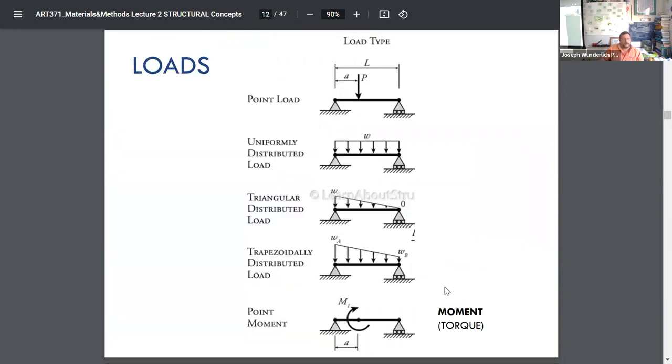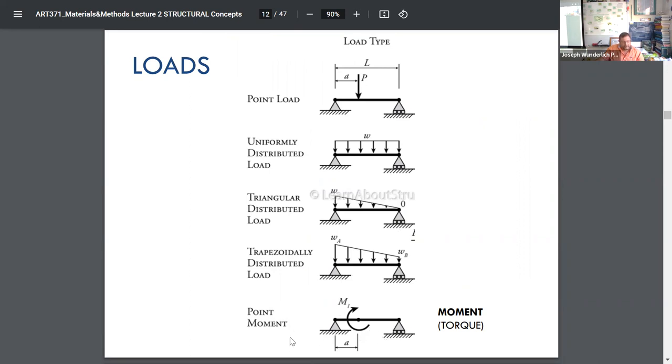And then different kinds of load. You have point loads. And there's different ways of showing the ends fixed or not. So, it's pinned here. This is on a roller. Whether you're moving or not makes a difference in having to do your calculations. So you have a point load, uniform distributed load, a triangular load, trapezoidal load.